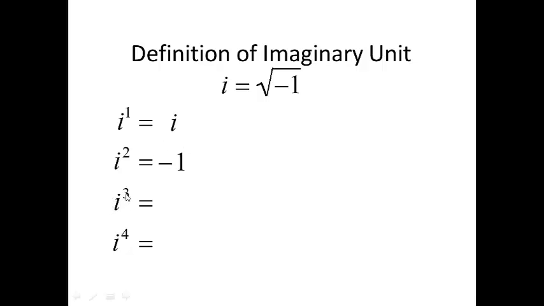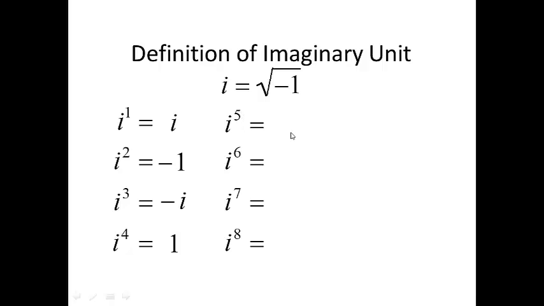And i to the third would be square root of -1 times square root of -1 times square root of -1. Or we're going to just multiply these two: i to the second times i to the 1 is i to the third. So that would just be -1 times i, which is -i. And i to the fourth will just be i squared times i squared, so that would be -1 times -1, which just gives me 1.